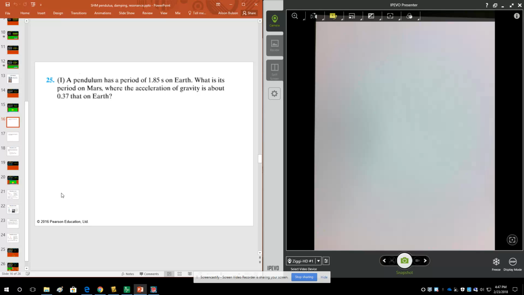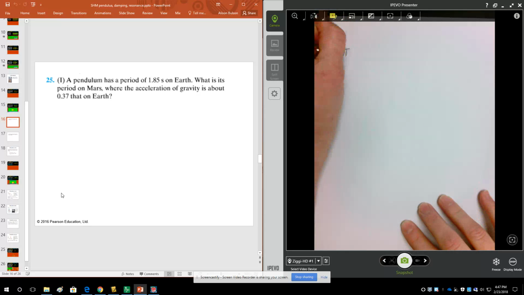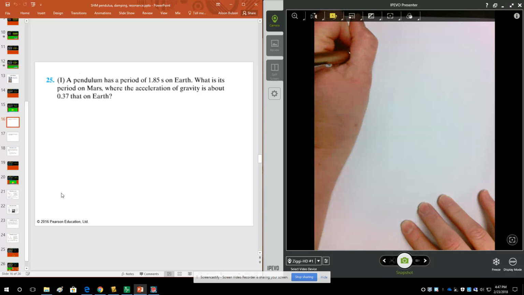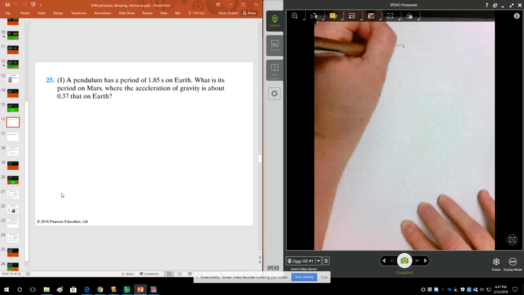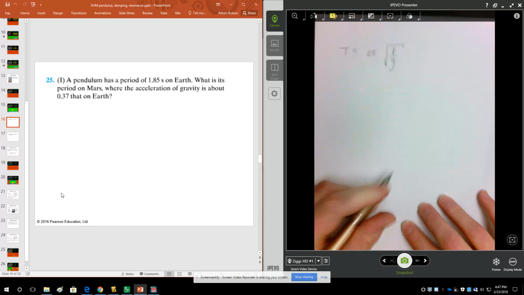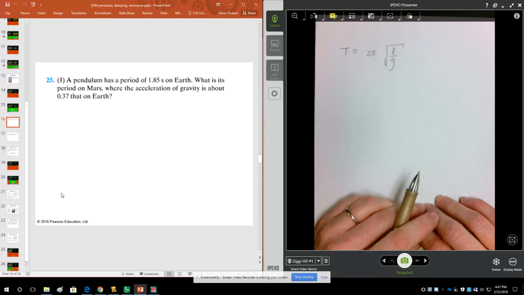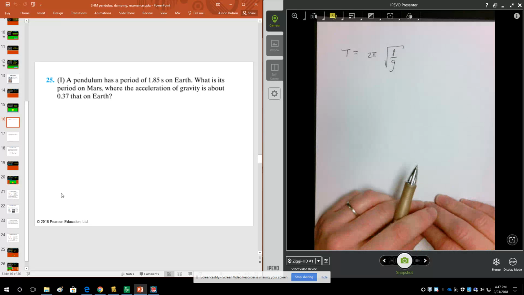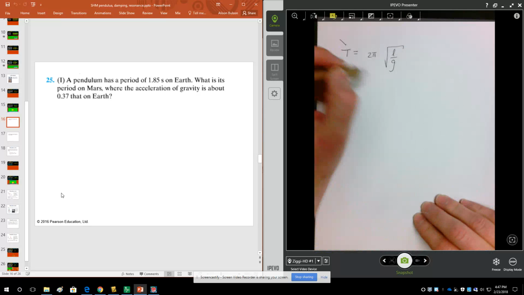All right, so here are a couple of example problems. A pendulum has a period of 1.85 seconds on Earth. What is its period on Mars, where acceleration due to gravity is about 0.37 of that on Earth? So for these problems, we're just working with period equal to 2 pi times the square root of L over G. So knowing that the period is 1.85 seconds on Earth means we know the period value.